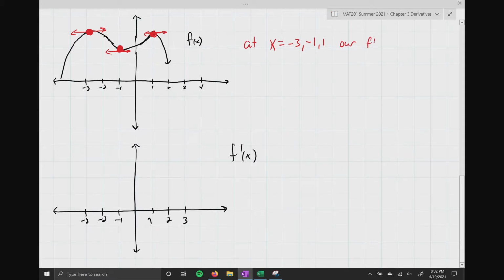our derivative has to equal 0, which means on the graph of the derivative, at x equals negative 3, x equals negative 1, and x equals positive 1, you are going to cross the x-axis. All right? Now, well, you cross or you touch. We'll figure that out in a second. The idea behind it is our derivative at these points is going to be equal to 0.